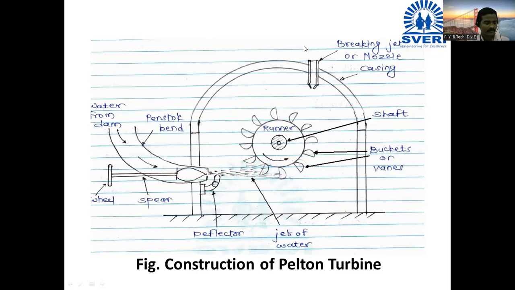Next, water is transferred from the dam to the nozzle by a penstock.